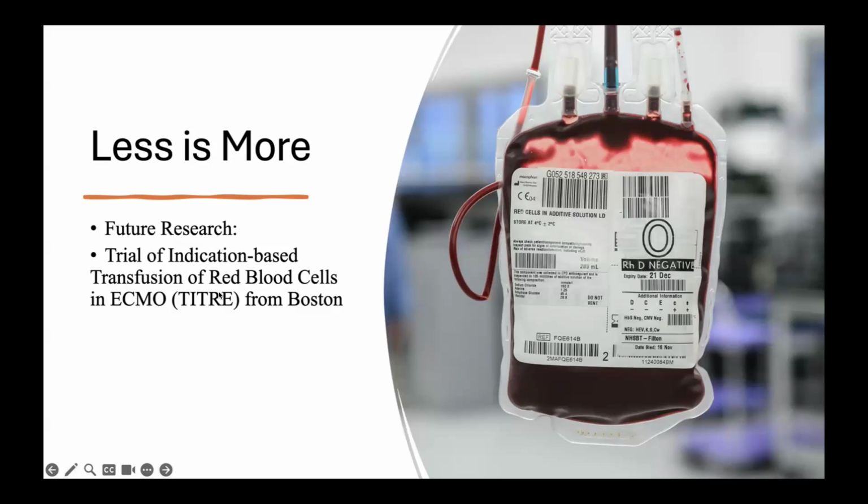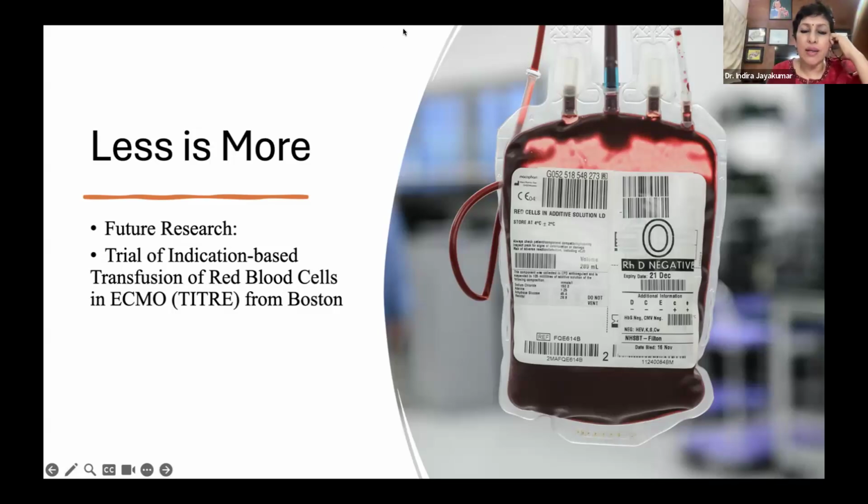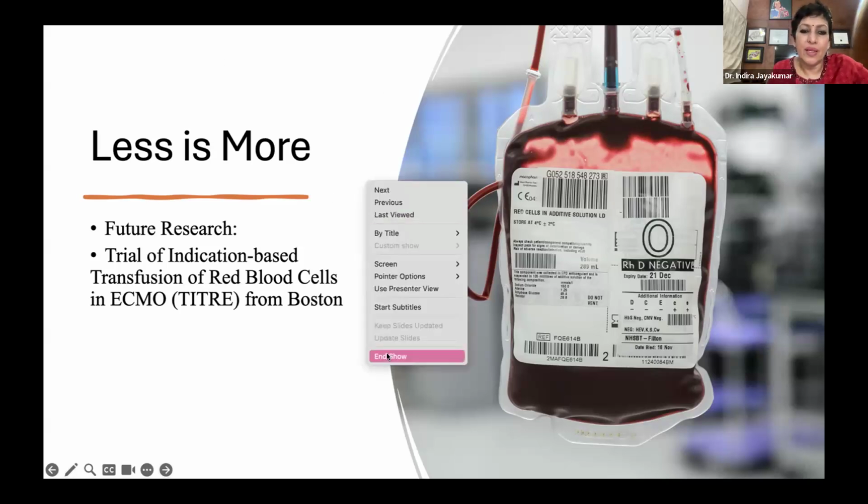And we are very much awaiting this trial of tighter transfusion of red cells on ECMO from Boston. And I'm sure this is the current evidence, not the last word. A few years before, we were talking about targeting hemoglobin of 12 to 14, and now it has become 7 to 9. So things are changing. And I'm sure one day we will have a day when we will not even be using anticoagulation on our ECMO patients. Thank you. Happy to.